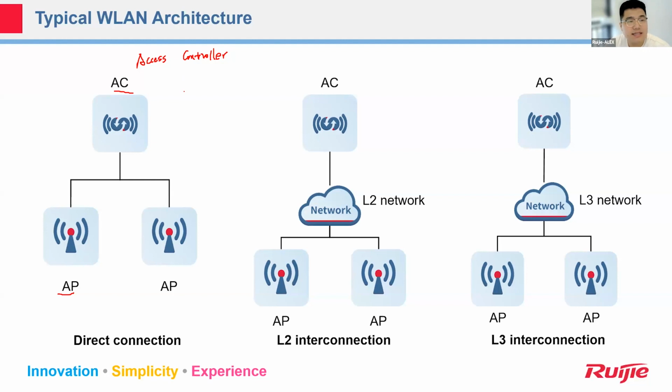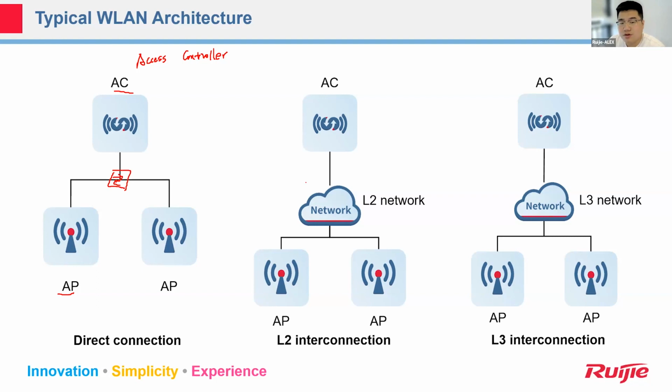Okay, and then let's see. We just said that direct connection is seldom used in the real network because the number of ports on the AC is limited. Even for some enterprise ACs, they have few ports that can be used to connect with APs. But normally in the network, we have a large number of APs to cover a building, even a campus. So we must have some switches or other network devices to extend the network.